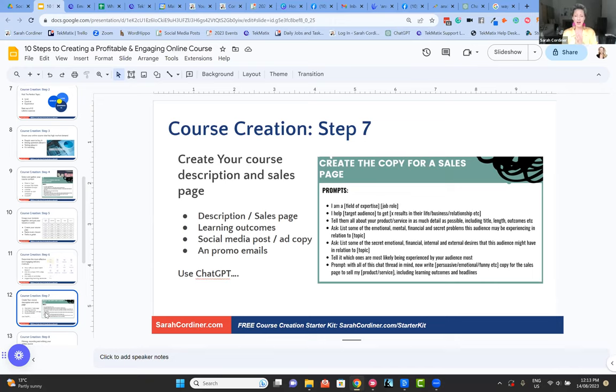But basically, creating the copy today is super easy. Now I have a slide here that has an exact prompt that you can type into ChatGPT to help you create your course landing page. So I'm going to read it out to you.